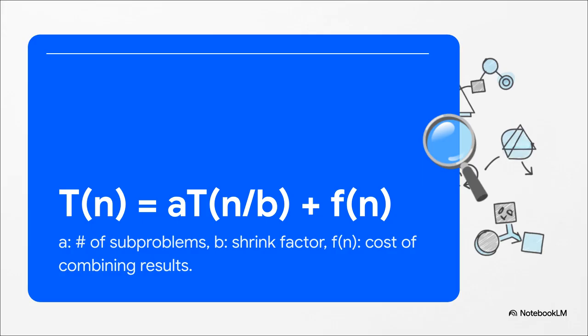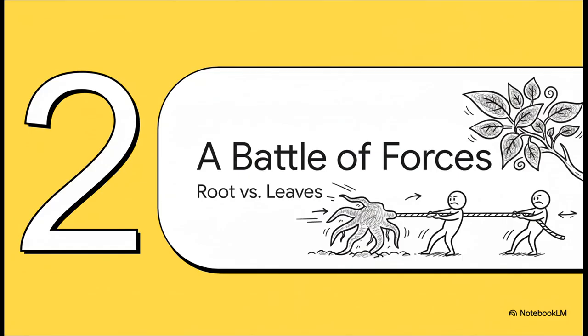T of n, our total runtime, is made up of just a few parts. A is just how many smaller problems you're making at each step. B is how much smaller each of those problems is. And f of n, that's just the work you have to do to split the problem up and stitch the answers back together at the end. That's it.